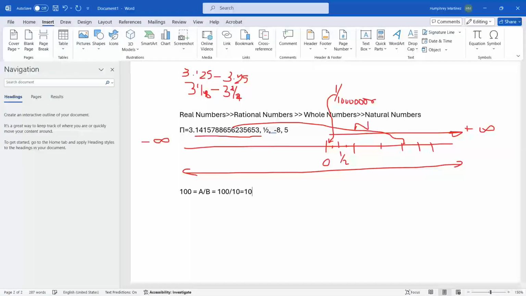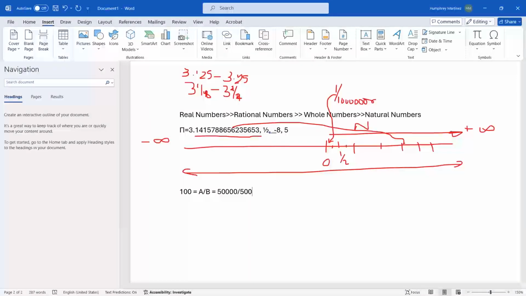Okay. One. Okay. You can say that. You can express 100 divided by 1. That's one of the expressions, but you can actually, for example, say 1,000 divided by 10 is equal to 100, okay? Or you can say 50,000 divided by 500 is 100. Okay?